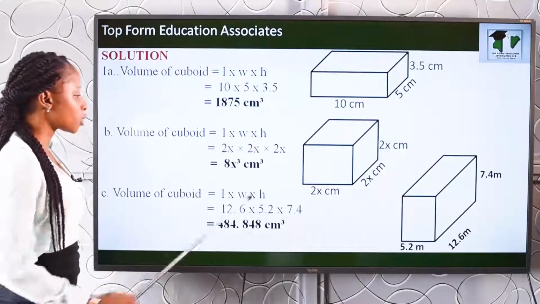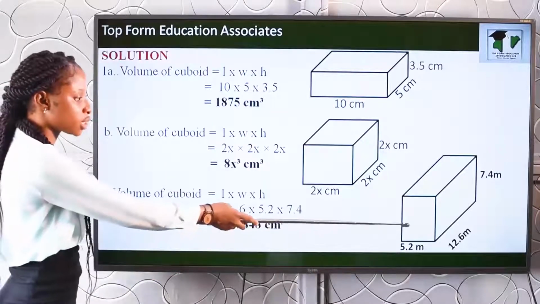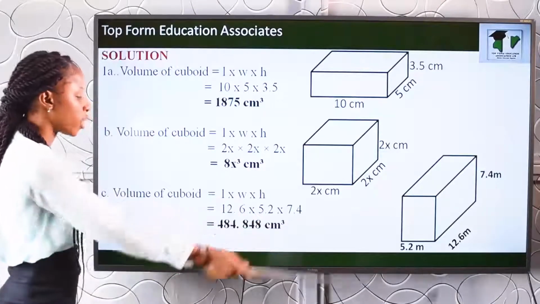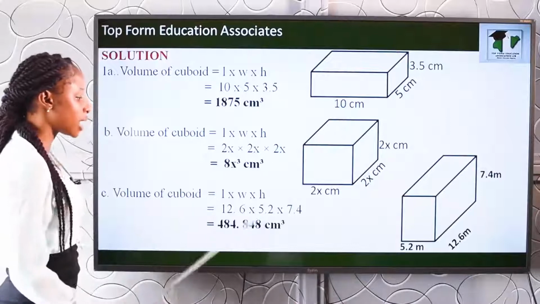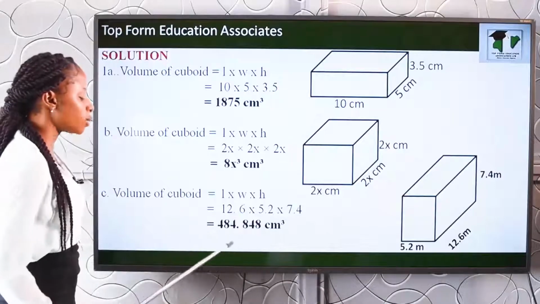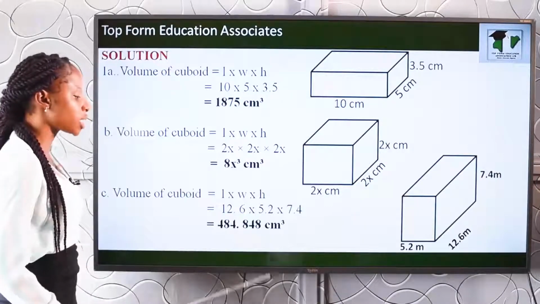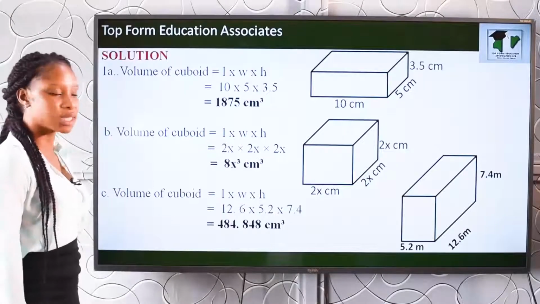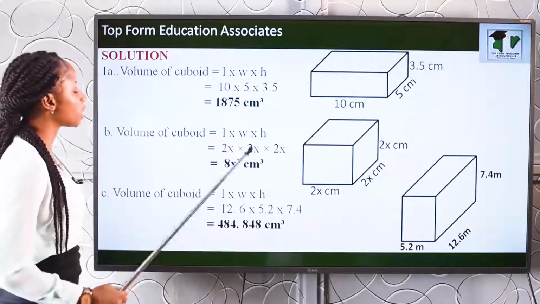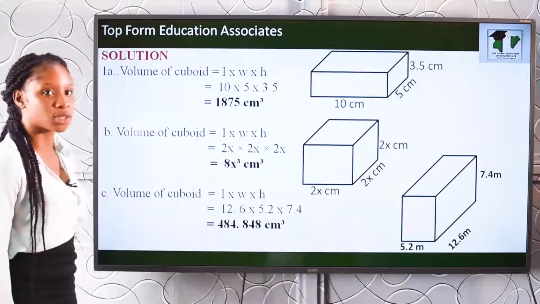C, we are also asked to look for the volume of this diagram, the volume of this cuboid. The same formula applies here. We multiply all, and we have 484.848 centimeters cubed. If you got the sums correct, please put your hands together for yourself.